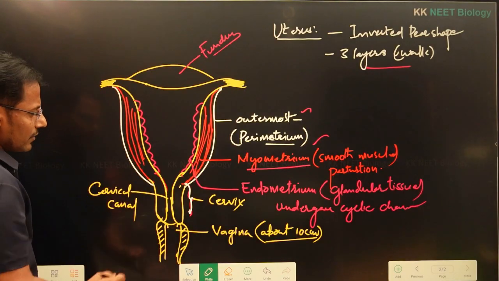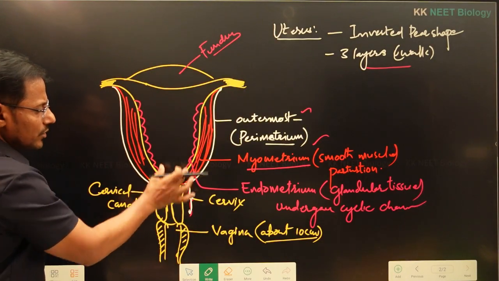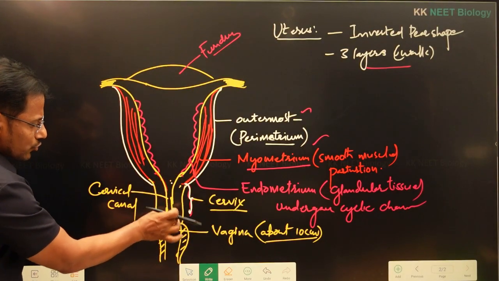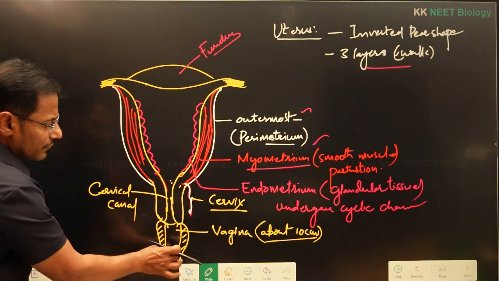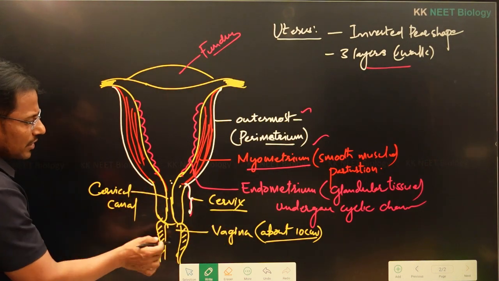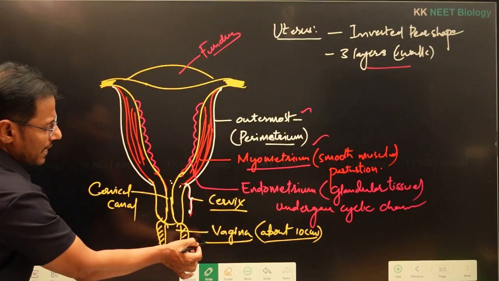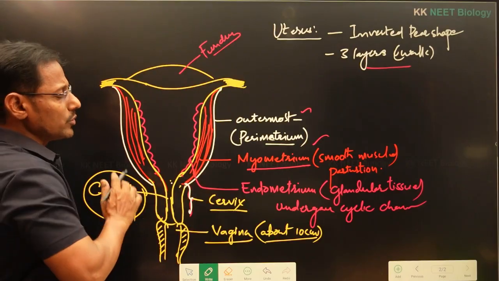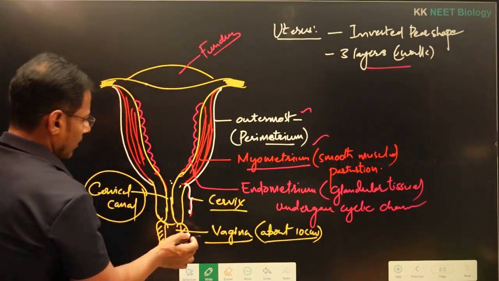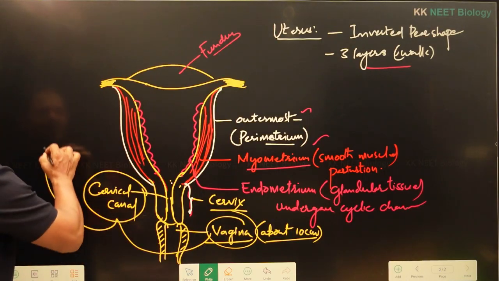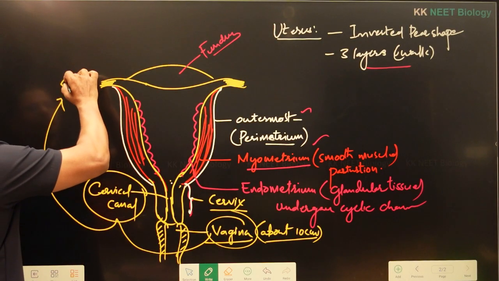So this is the vaginal canal. This is the cervix. The narrow part of the uterus is known as the cervix, and the canal present inside the cervix is known as the cervical canal. The cervical canal opens into the vagina, or the vaginal passage. So the vaginal passage along with the cervical canal, these both together form the birth canal.